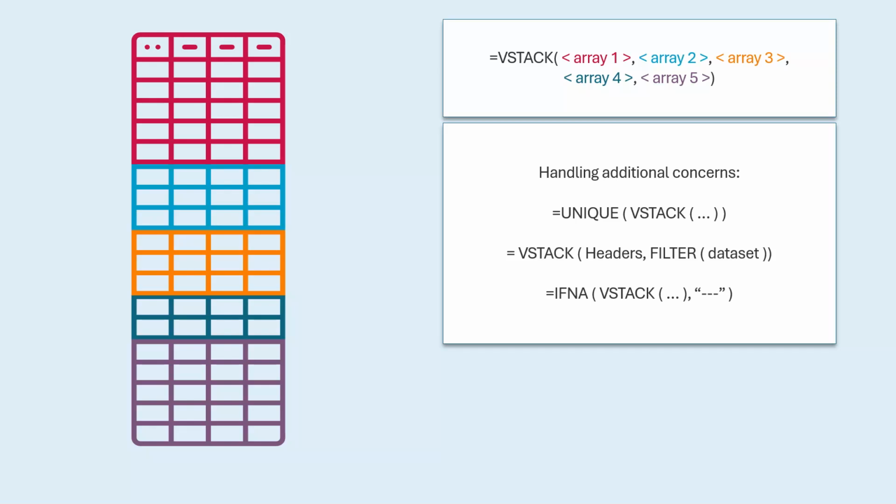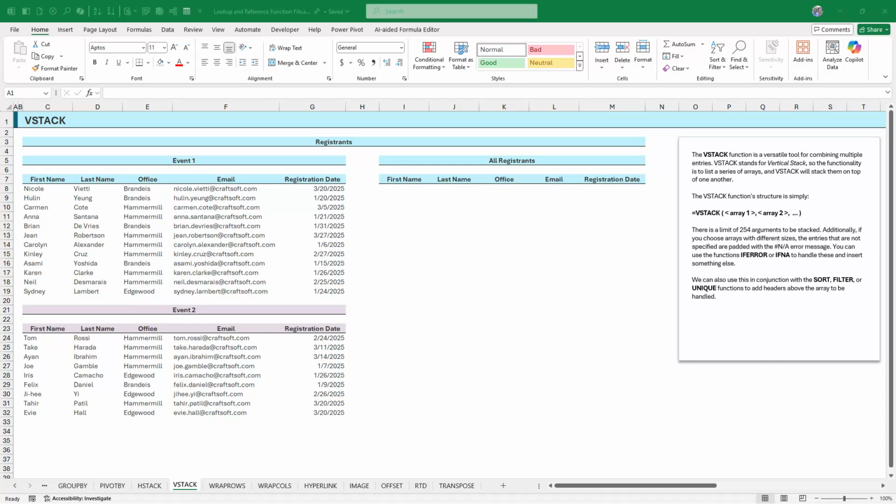And one more consideration for VStack is that if the tables don't all contain the same number of columns, then you'll get the NA error message in any cells that should have been filled in. So another tool that we can use is the IFNA function to be able to put something else in its place, or in fact nothing for that matter, so that it looks a little bit cleaner. So let's go ahead and take a look at this in the real world.